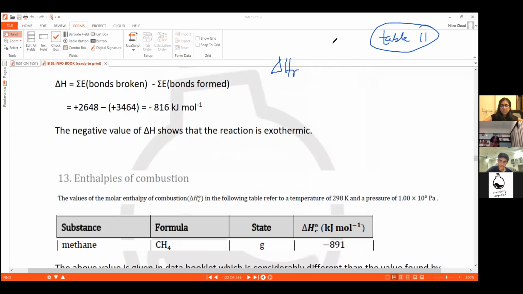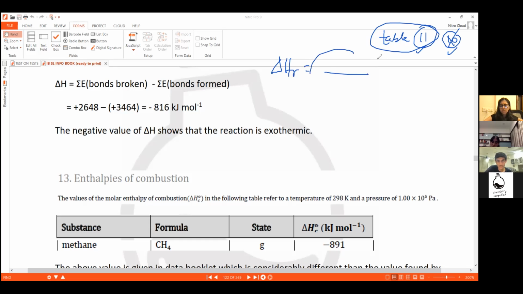Yes, sir. In the old data booklet, the bond enthalpy values are given in table 10. In the new data booklet, it is table 11. So when you solve the question bank, the question will say refer to table 10, but you will not look into table 10, you will look into table 11. Another common question, they will ask you to find the enthalpy change of reaction by using table 11.